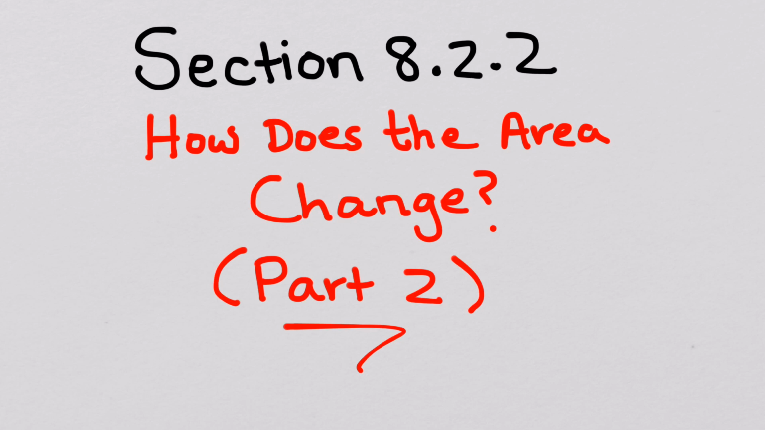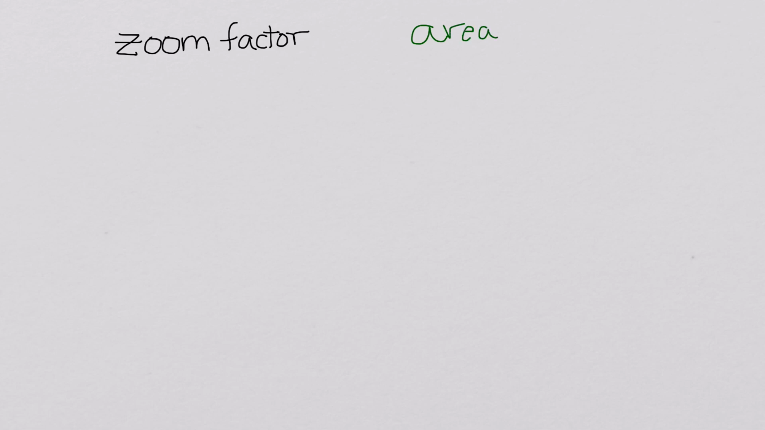So, to begin with, in the last video, we had a zoom factor. Now, you're very familiar with zoom factor. You've worked with it a lot before, so this should be nothing new. Now the zoom factor can also be called the linear scale factor. Don't forget that. We also talked about the area factor.